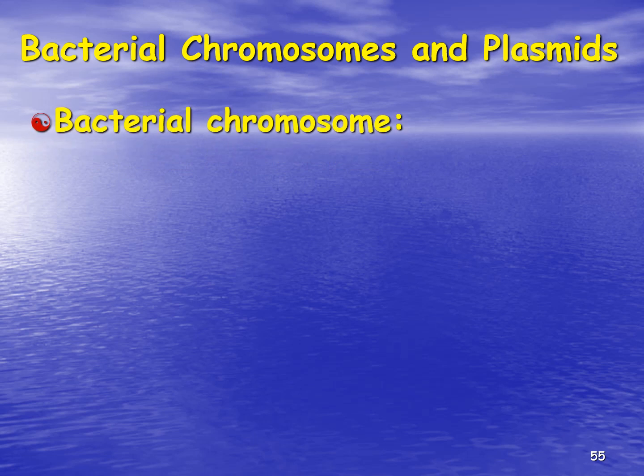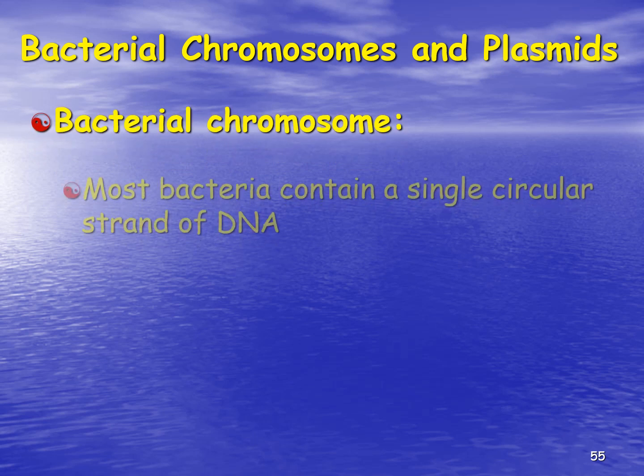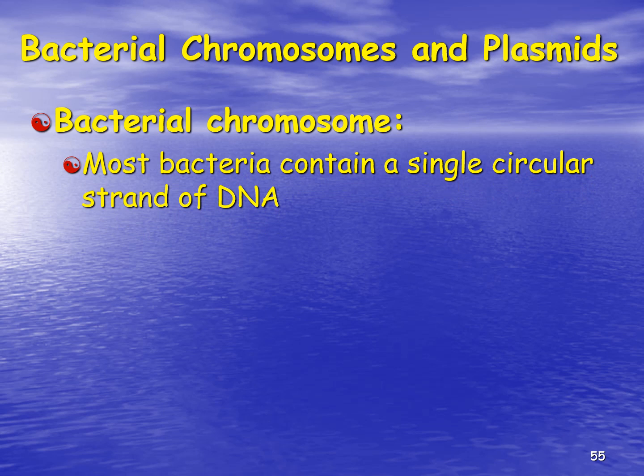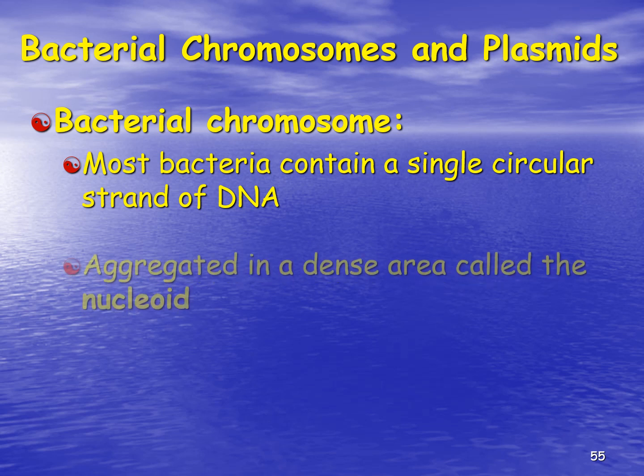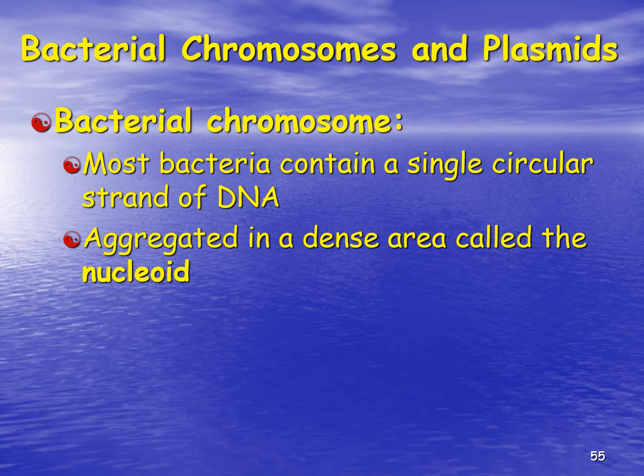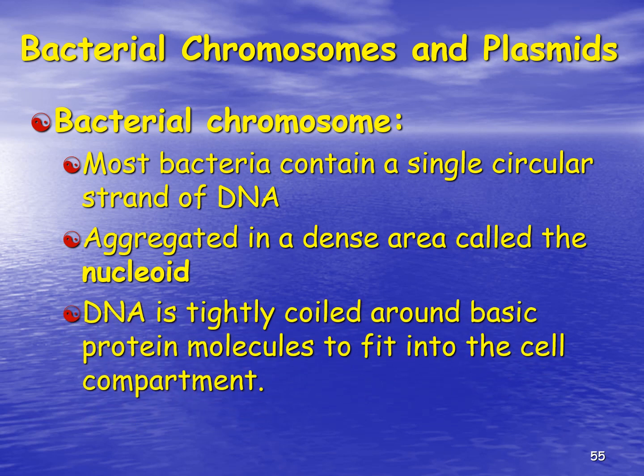Now let's look at the bacterial chromosome. As I said, most bacteria contain a single circular strand of DNA that is haploid in structure, meaning there's only one copy of each gene. It's aggregated in a dense area called the nucleoid region because we don't have a nuclear membrane. The DNA is tightly coiled around some basic protein molecules to fit inside the cell compartment. The DNA is typically much longer than the cell itself, so basically we have to wad it up to get it into the cell.